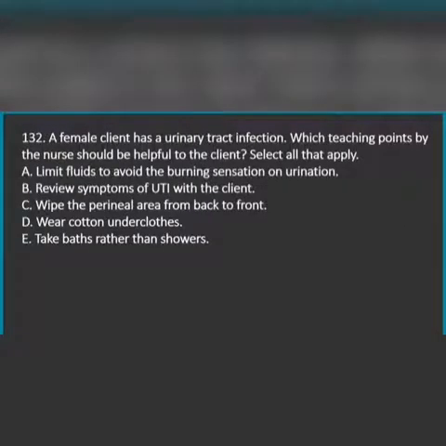Question 132. A female client has a urinary tract infection. Which teaching points by the nurse should be helpful to the client? Select all that apply. A. Limit fluids to avoid the burning sensation on urination. B. Review symptoms of UTI with the client. C. Wipe the perineal area from back to front. D. Wear cotton underclothes. E. Take baths rather than showers.